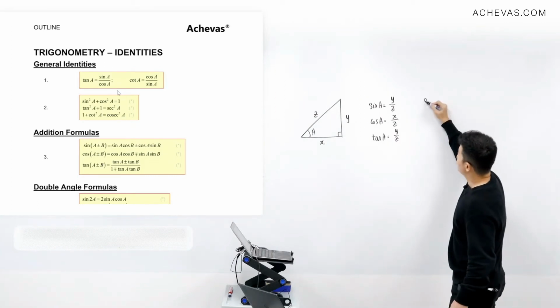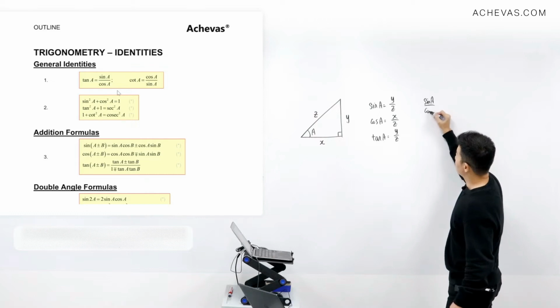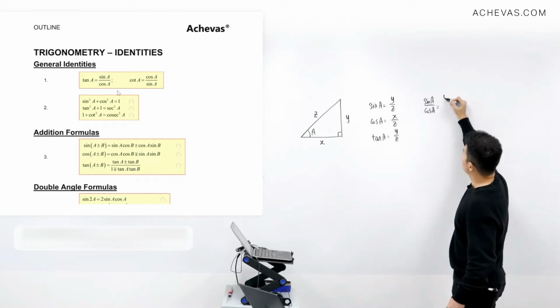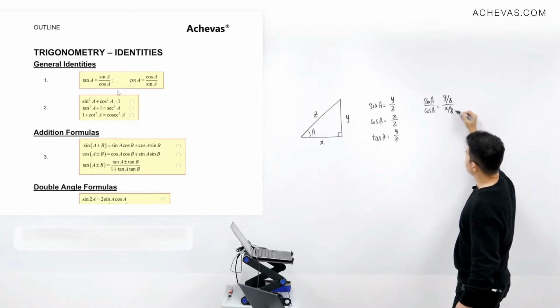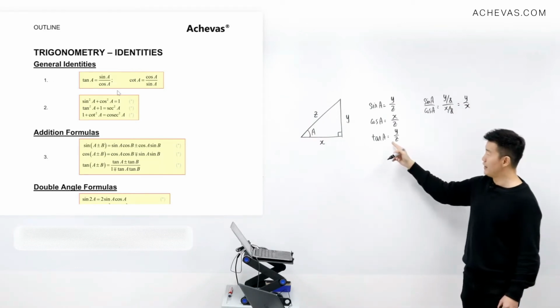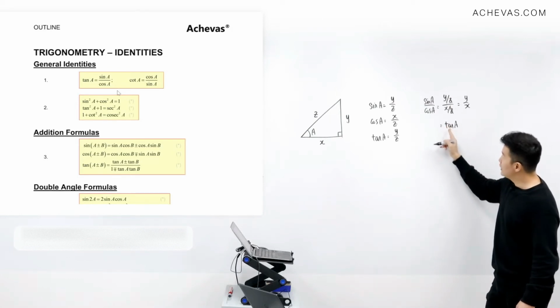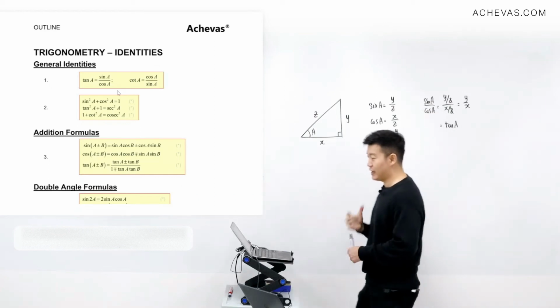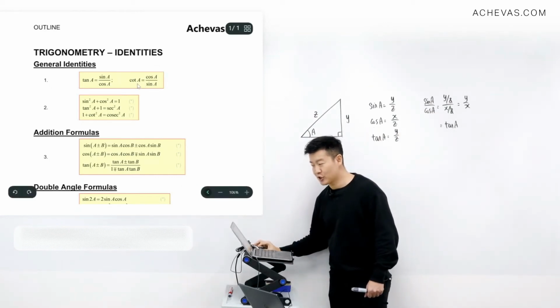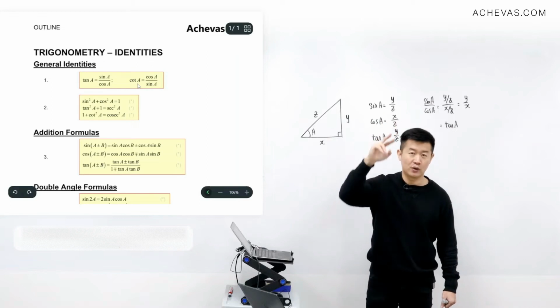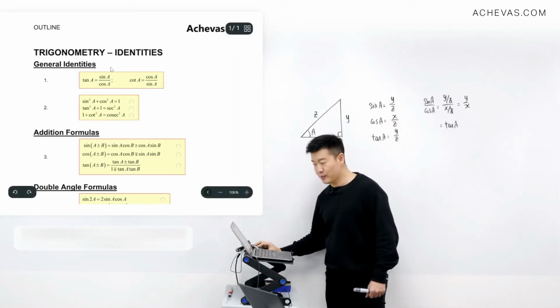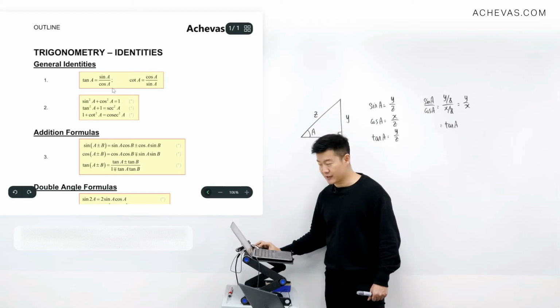Which means if we were to take sine A divided by cosine A, it is going to be equal to Y over Z divided by X over Z. And since these two Zs can be cancelled, I'm going to be left with Y over X. And what is Y over X? Y over X is tangent A. So tangent A is equal to sine A divided by cosine A. We have to memorize this. And because cotangent A is simply 1 over tangent A, it is also going to be 1 over sine A divided by cosine A, which is equal to cosine A over sine A.